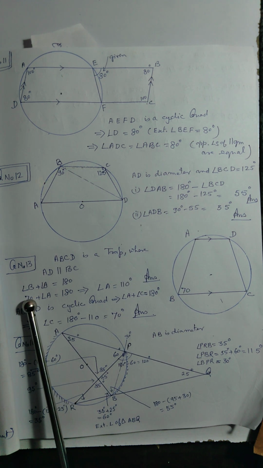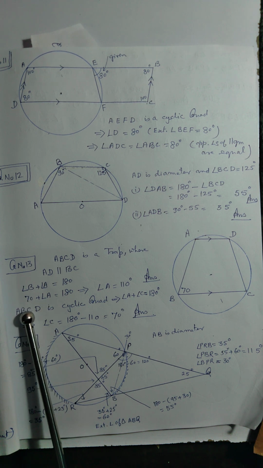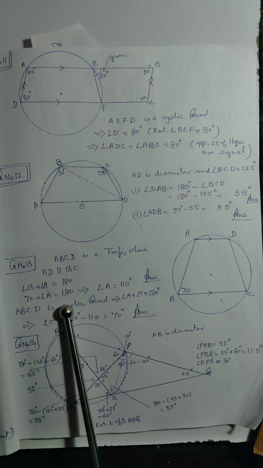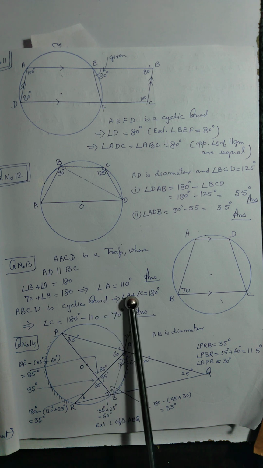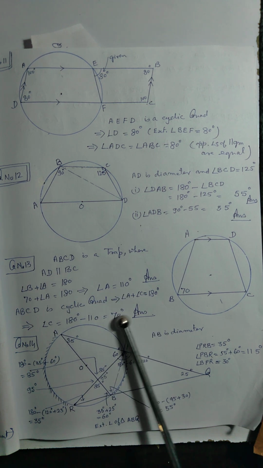So you see, angle B plus angle A is equal to 180. In place of B I have written 70, so 70 plus A is equal to 180. Angle A is equal to 110 degrees. This is the answer of this question.